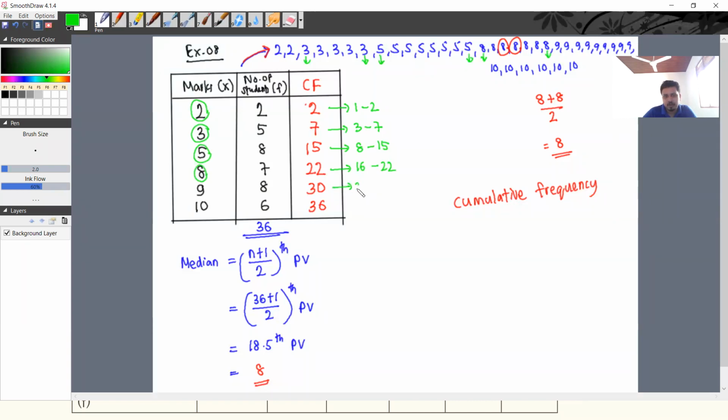Here from the 23rd student to the 30th student has scored 9 marks.